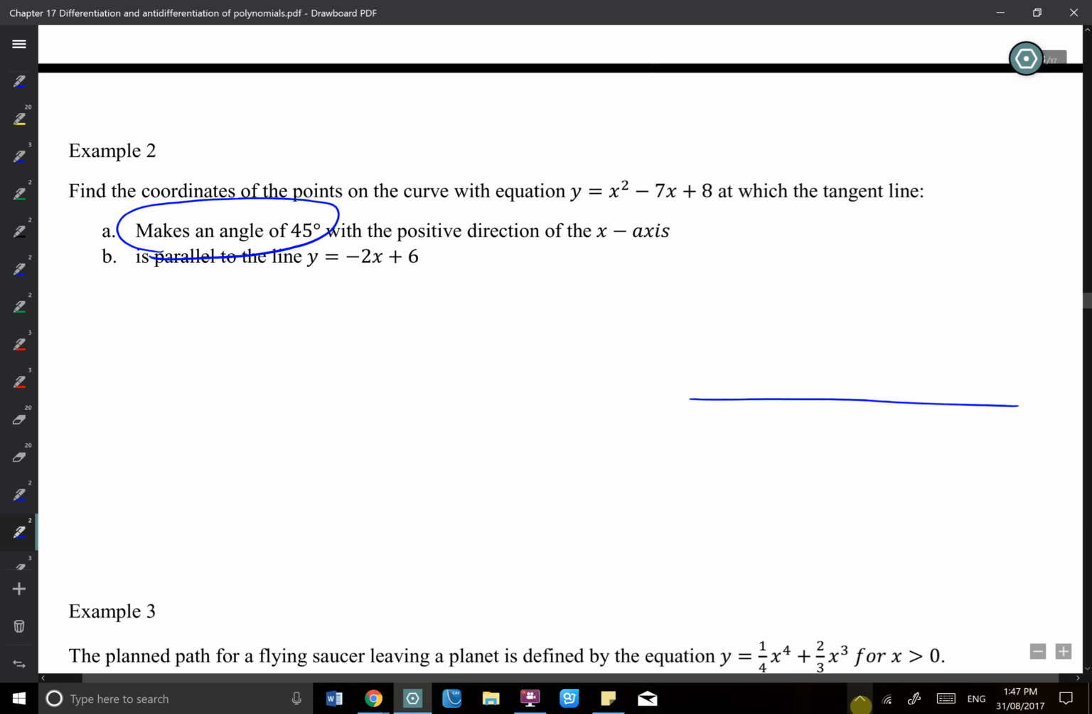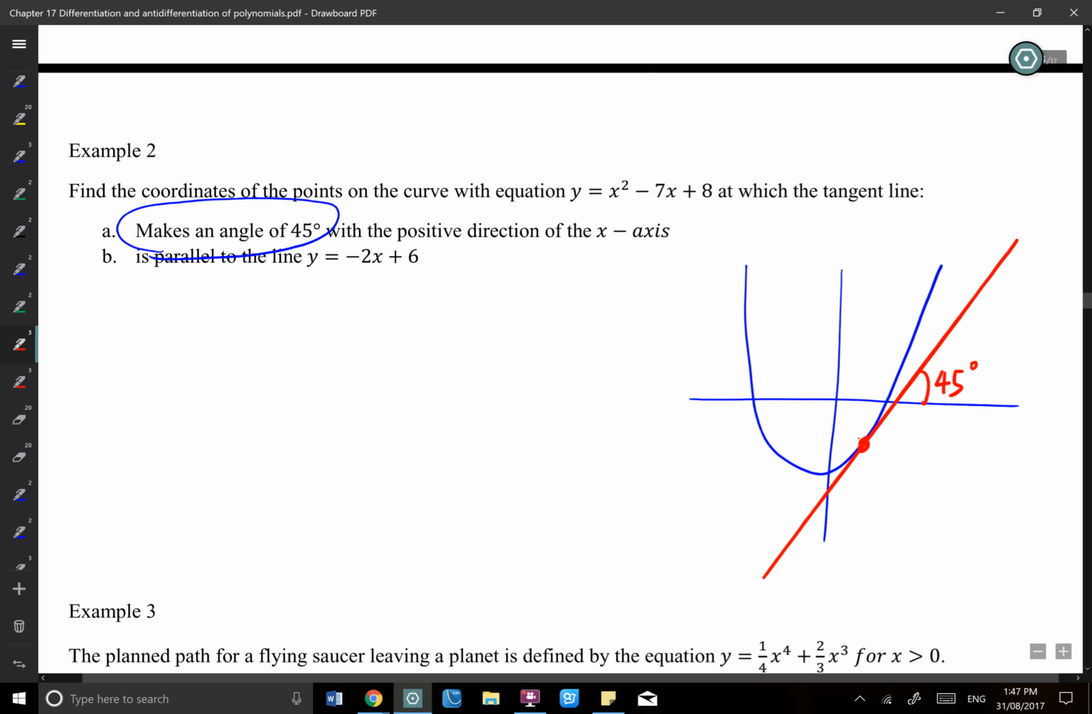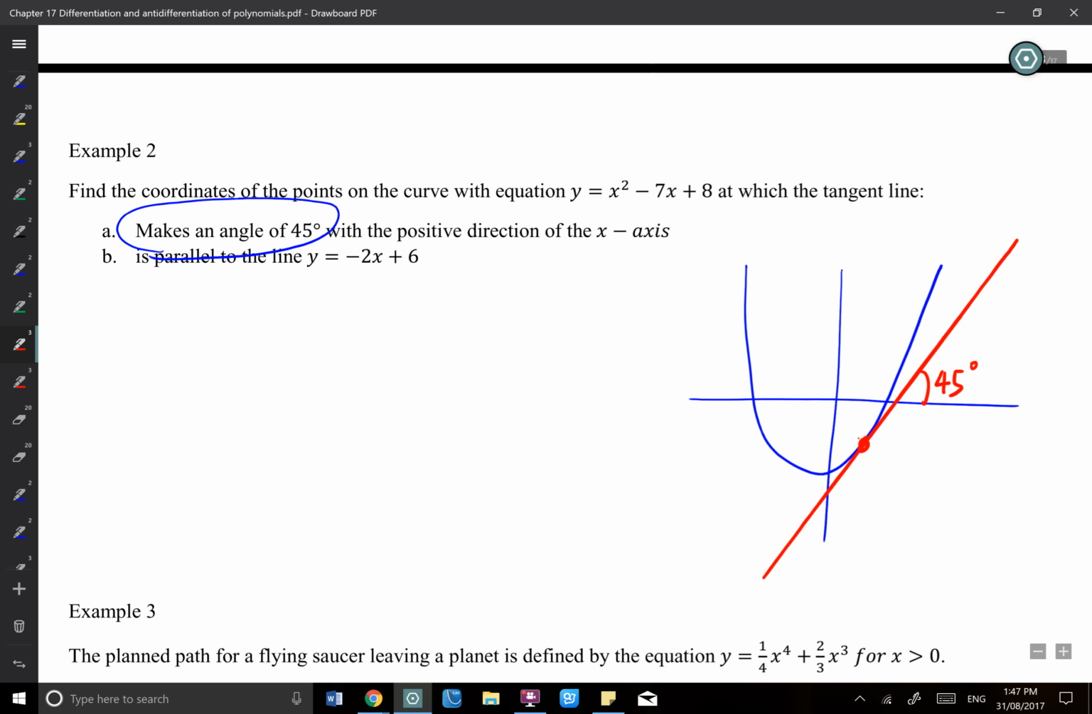So I have a quadratic. And I say there's a tangent somewhere. I don't know where it is, let's say here. That point has a tangent with a 45-degree angle with the x-axis. What does that 45 tell you? For a linear, what does tangent theta tell me?